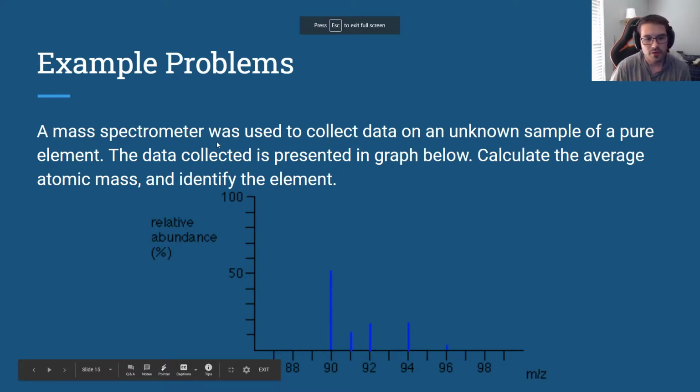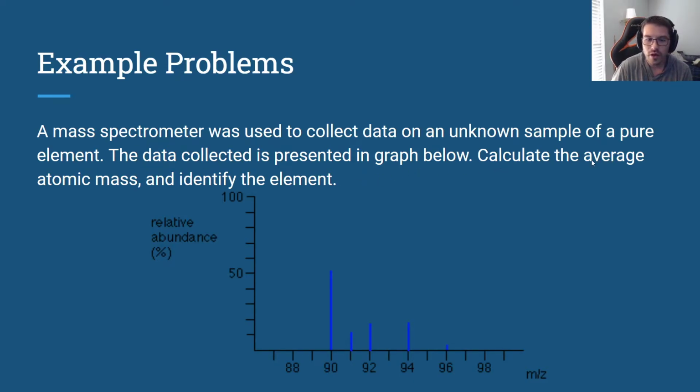Okay. A mass spectrometer was used to collect data on an unknown sample of a pure element. The data collected is presented in the graph below. Calculate the average atomic mass and identify the element. So basically the same thing, except instead of giving us numerical data, we have graphical data. What you're going to have to do is interpret the graph, basically make a table like I did, using the values that you pull out of this graph, and then go through the same type of calculation to get to the average atomic mass.